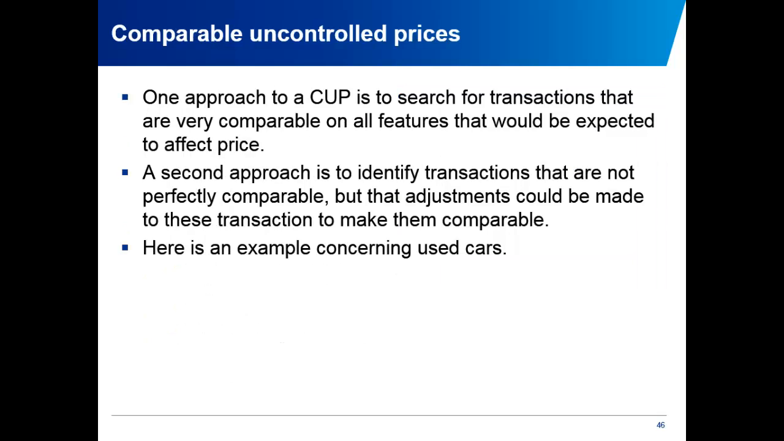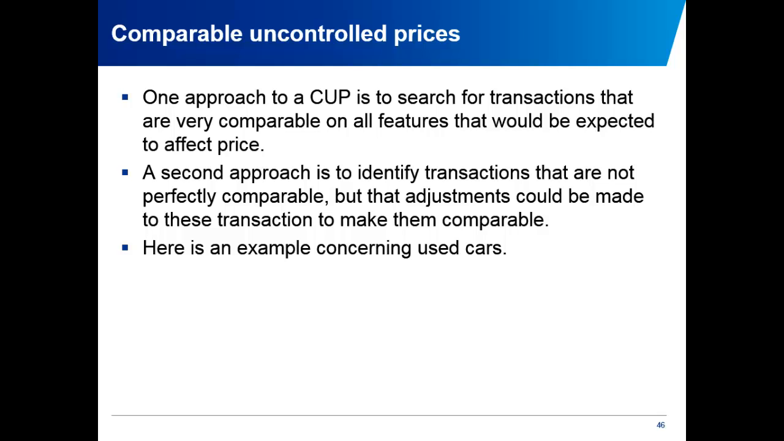I want to talk now about what happens when you observe comparable uncontrolled prices that might not be quite as comparable as you would have expected. In this case, you can still potentially use these, but you'll need to make adjustments to improve the comparability of the observed transactions to the controlled transaction that is your tested party. So in this case, I'm going to use an example using used cars, because I like using real data. I think it makes the examples much more compelling.